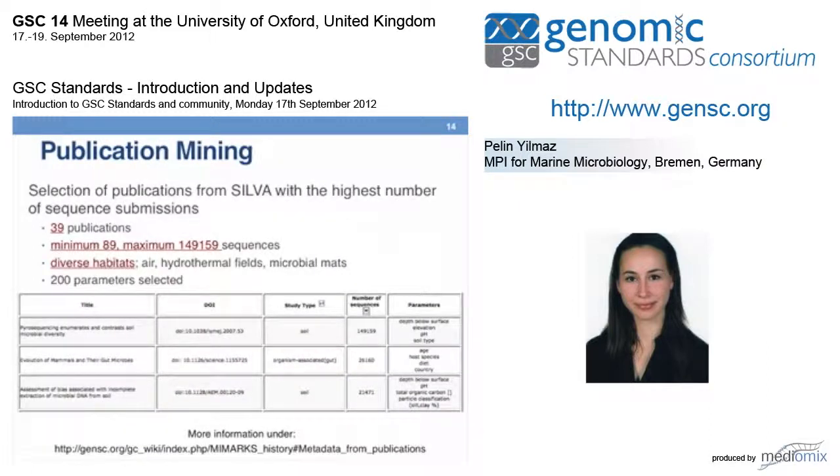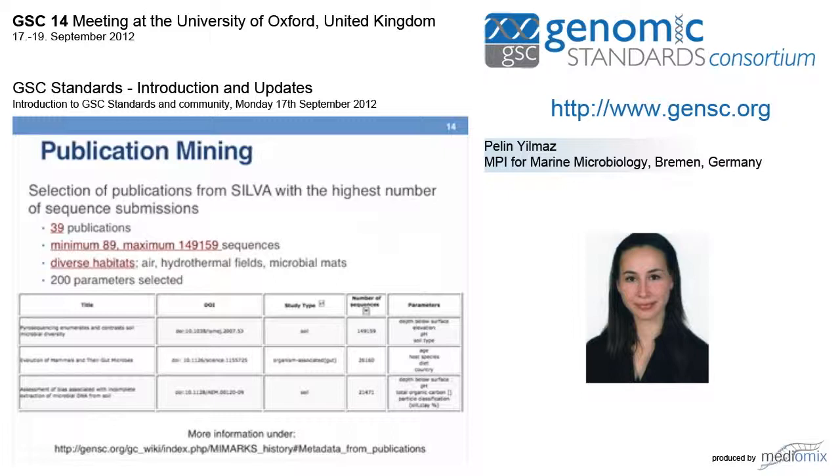The second thing we did was publication mining. What publication mining is, is that we selected a bunch of papers which submitted the most sequences to INSDC, and we made sure that they were coming from different environments, so we had a good metadata base, let's say. Then we read through the materials and methods of those papers, the results of those papers, and pulled out everything they reported in addition to the sequence-based diversity research they did.